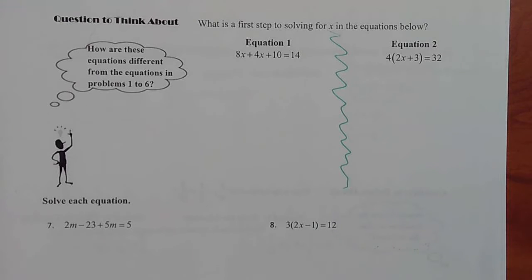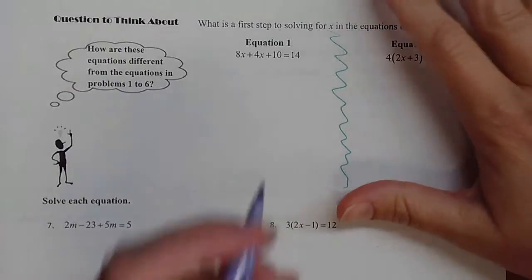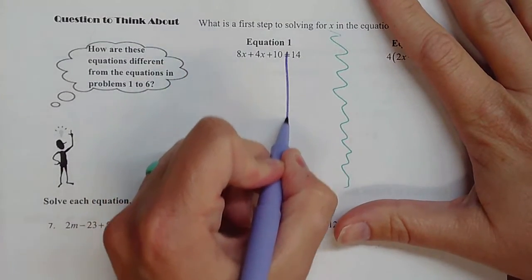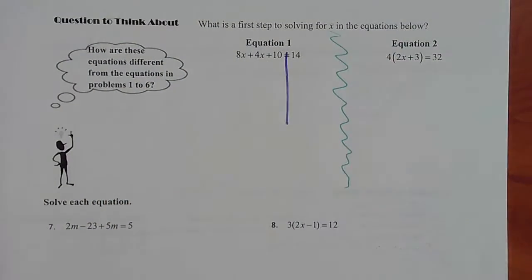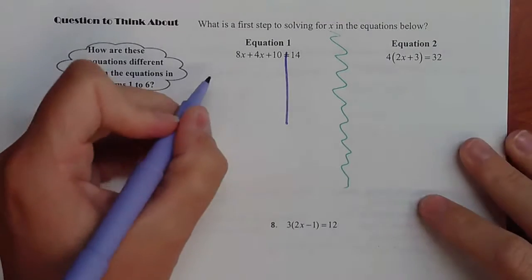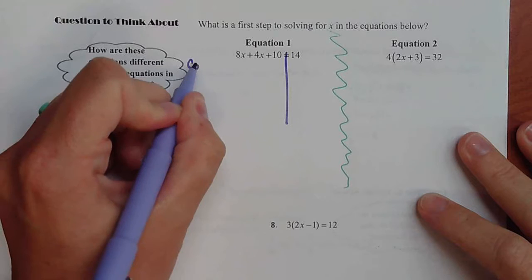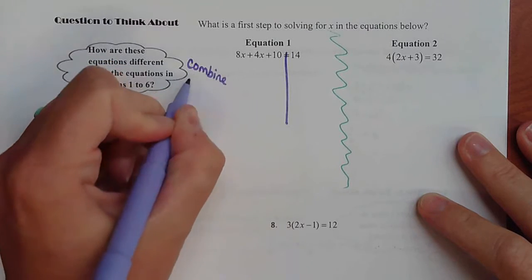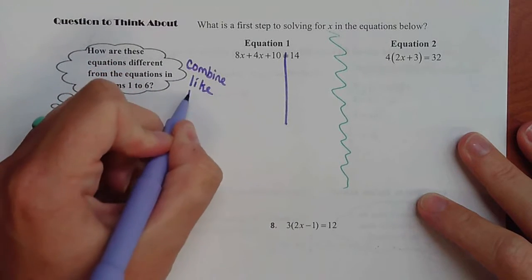Thinking about what maybe you already know about algebra, does anyone know what we would do first, besides draw this little line down, what we would do first to solve this? Shay, go for it. Would you combine like terms? Perfect. This one right here, you would combine like terms first.